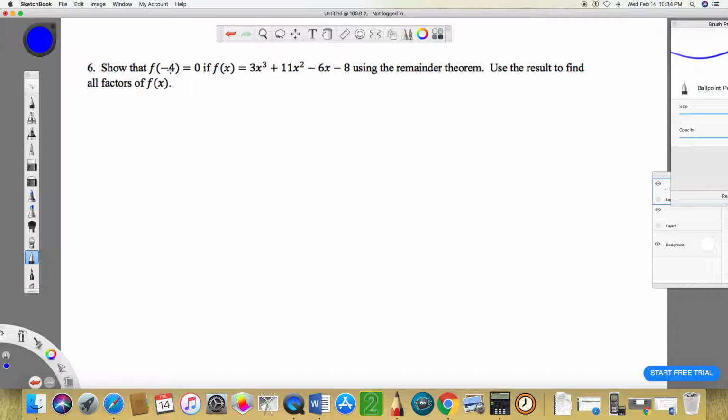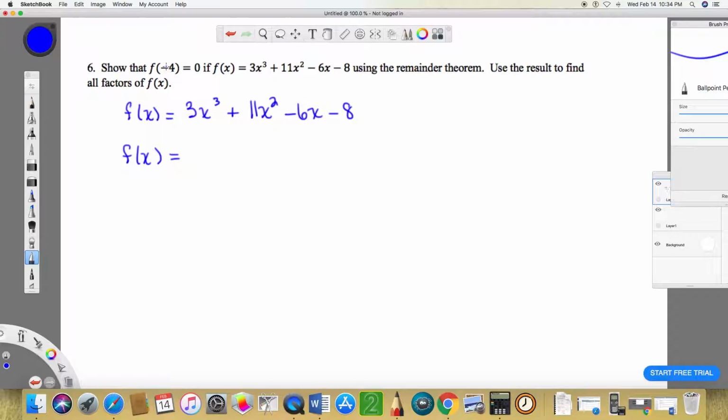But we do have a helpful start to it, that f evaluated at -4 is equal to 0. So let's look at what we're going to do. We've got this function f of x, and it's 3x cubed plus 11x squared minus 6x minus 8. So I want to factor this, and I really don't have anything at this point that will help me do that. I don't have a technique called an X method or anything like that.